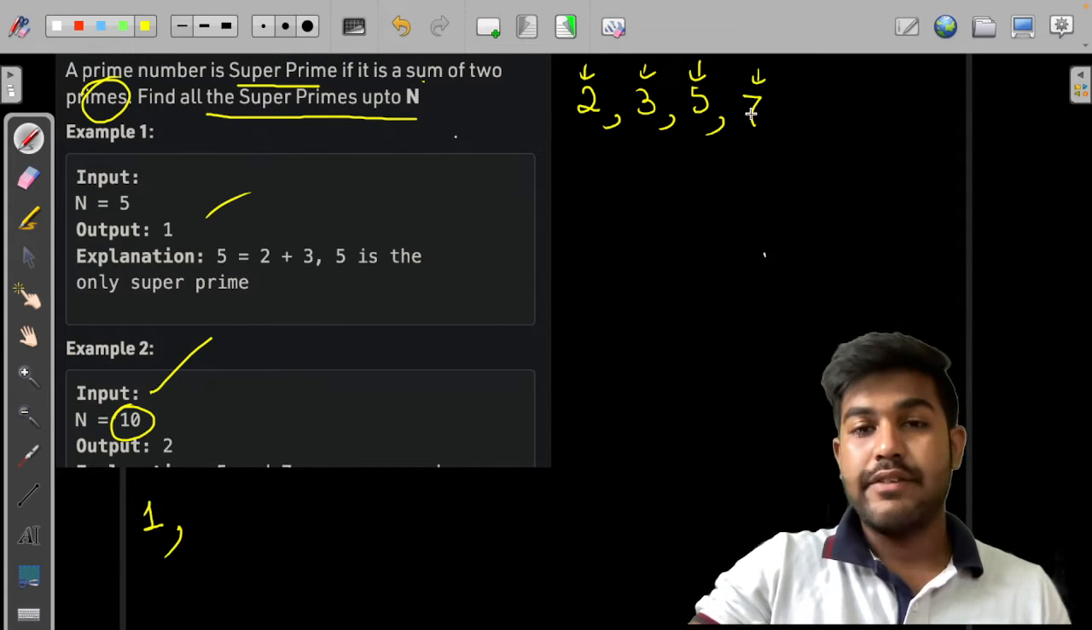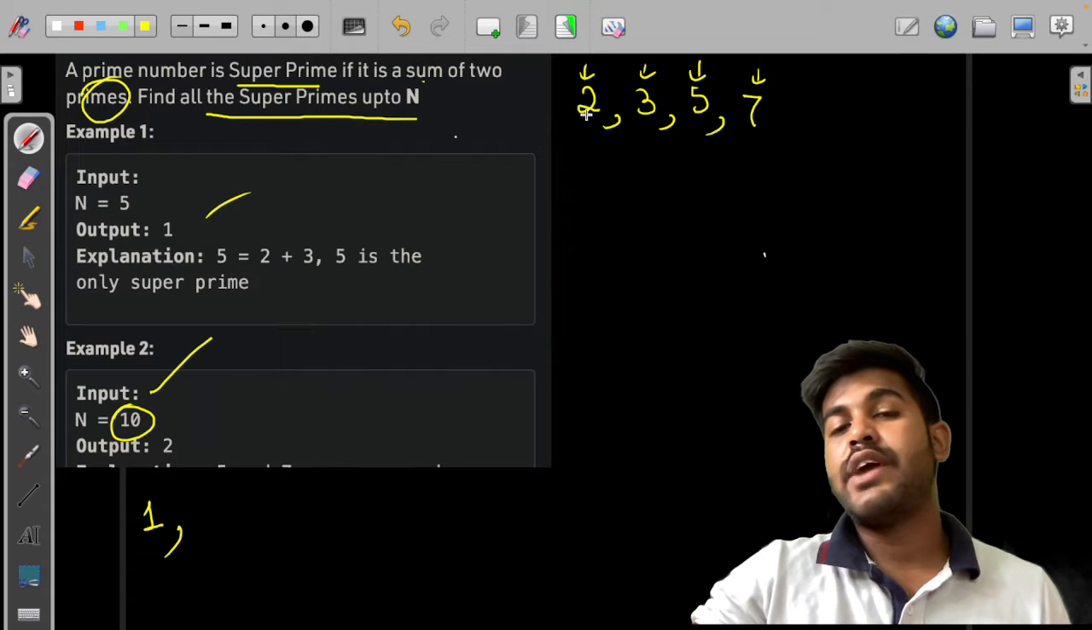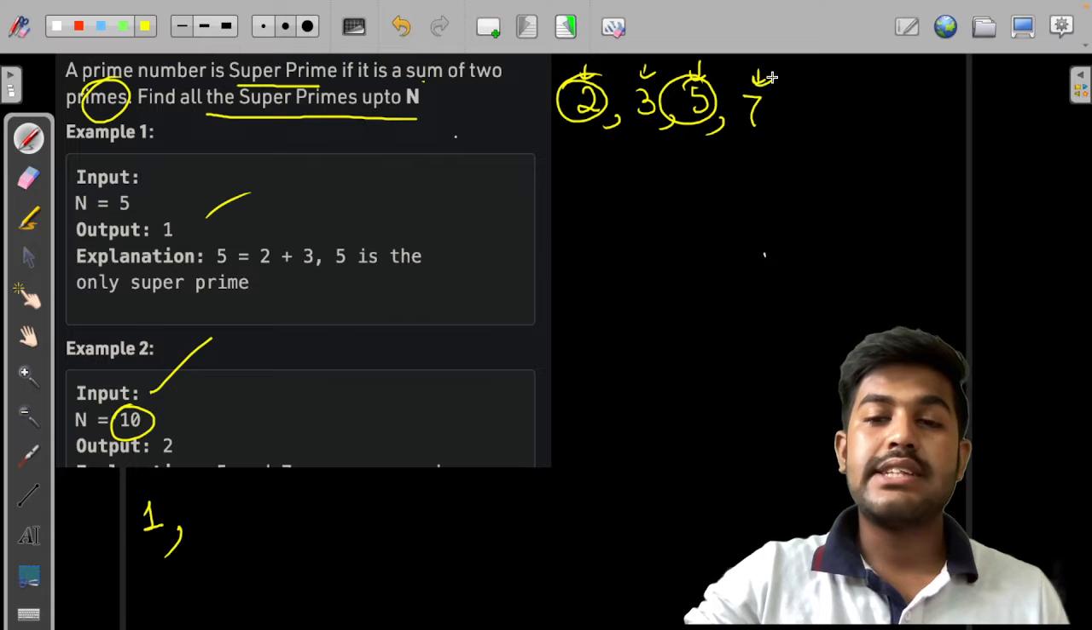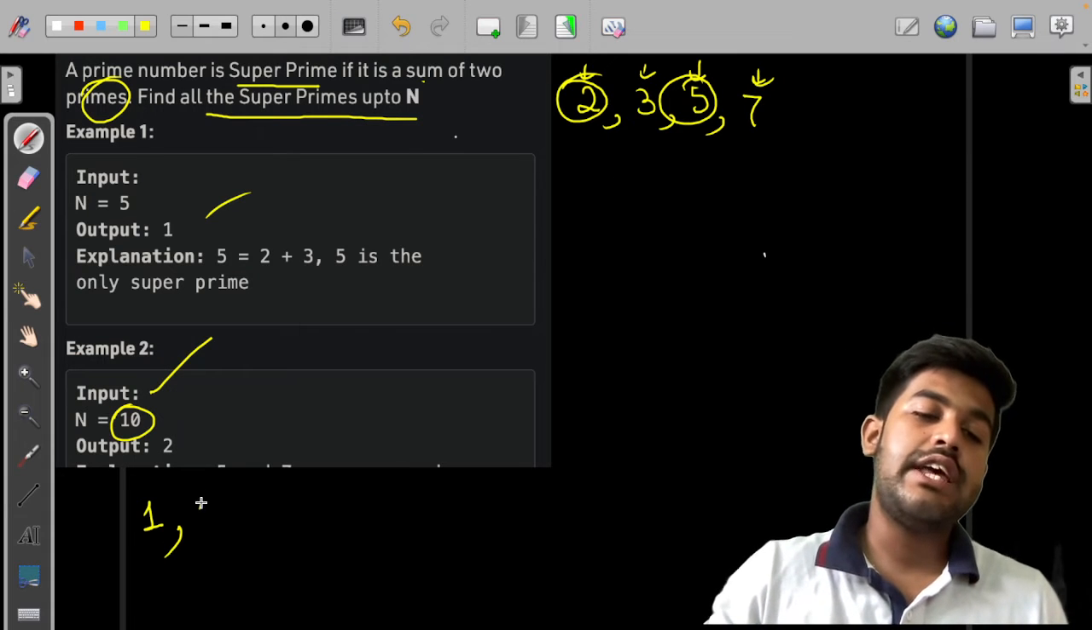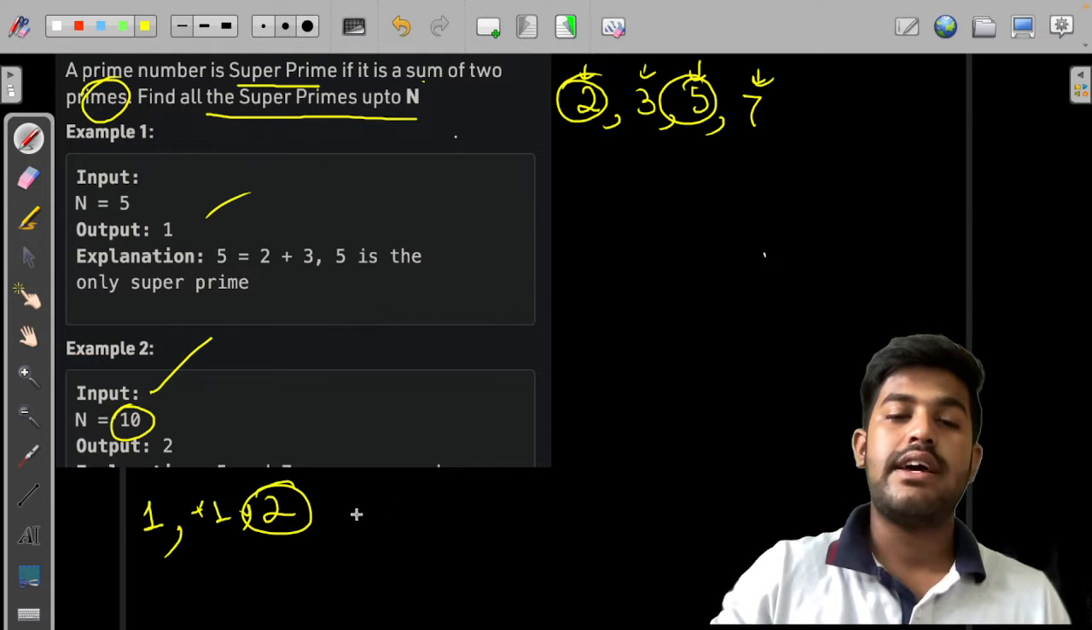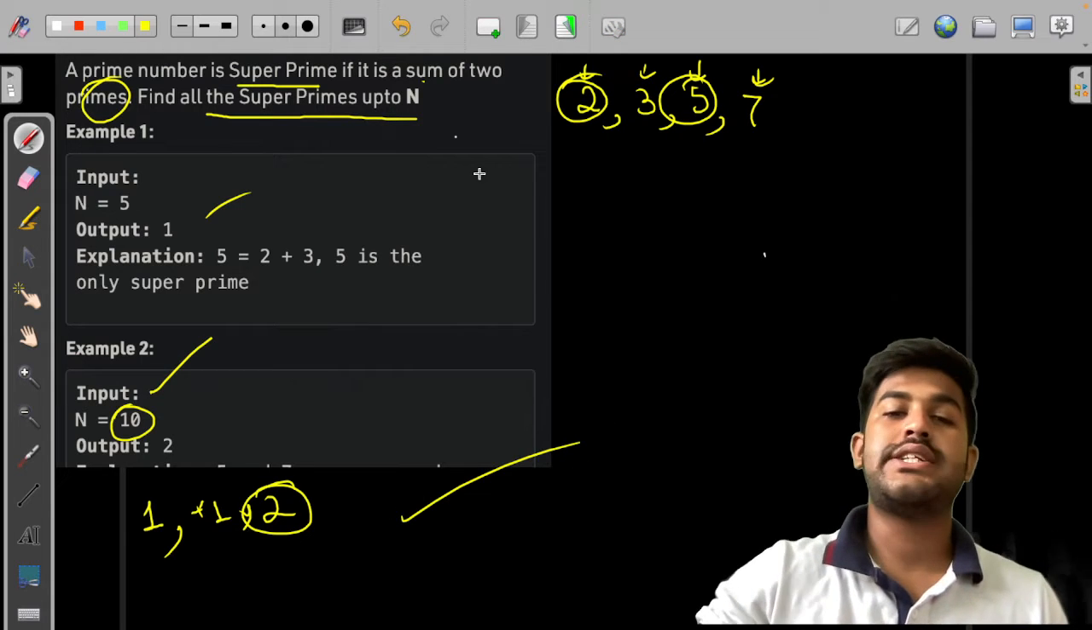And then we come to 7. In 7, we can club 2 and 5 together. Both are prime, and then we can see that it can be made 7. So basically we have 1 plus 1, that is 2 itself. That is why the solution for this is 2 itself.